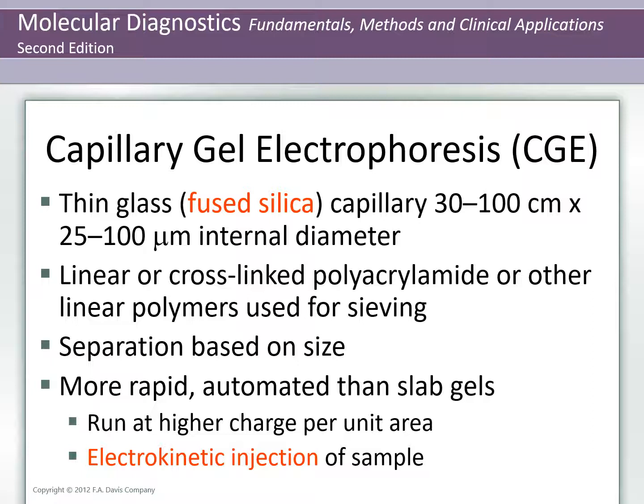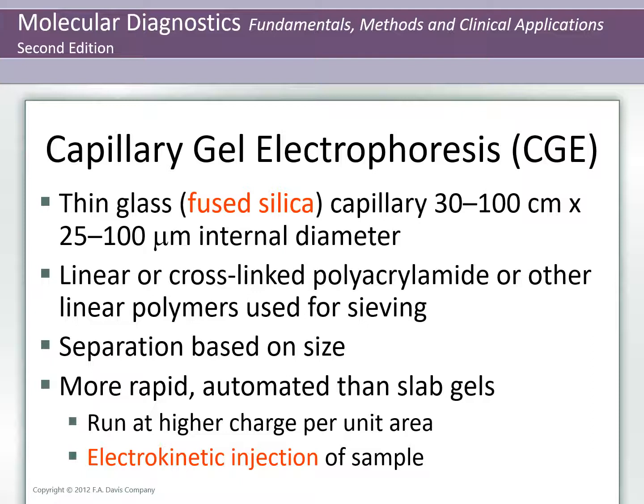In this type of electrophoresis, the analyte is resolved in a thin glass capillary. The capillary is usually 30 to 100 centimeters long by 25 to 100 micrometers internal diameter. Fused silica is used as the capillary tube because it's the most transparent material, allowing for the passage of fluorescent light. The fused silica is then covered with a polyimide coating for protection, except for an uncoated window where the light is shined on the fragments as they pass a detection device.